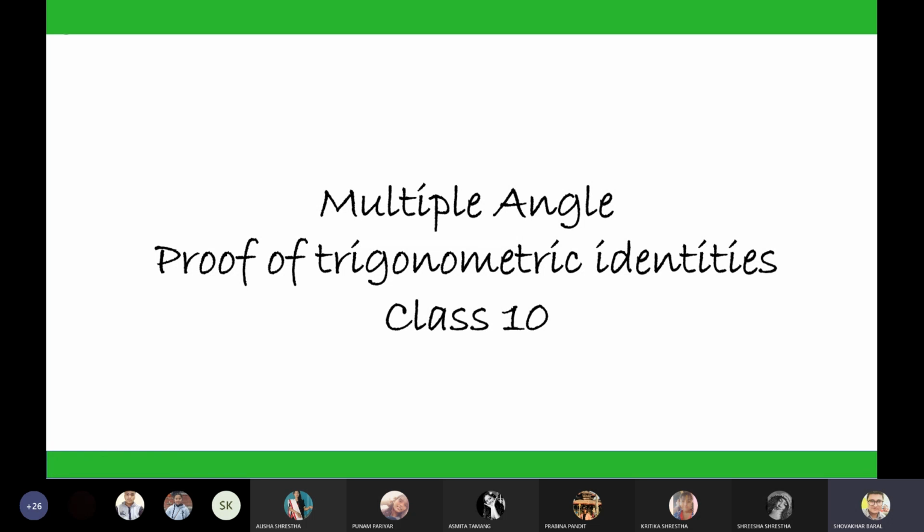Multiple angle proof of trigonometric identities. Actually, this identity has some special meaning. Identity means the trigonometric expression or the relation that is satisfied for every angle. For example, if I tell you sine 2 theta is equals to 2 sine theta cos theta, then this will be satisfied for every angle of theta, for every value of theta. If you put 30 degrees, then it will be satisfied. If you put 60 degrees, if you put 45 degrees, then also it will be satisfied.